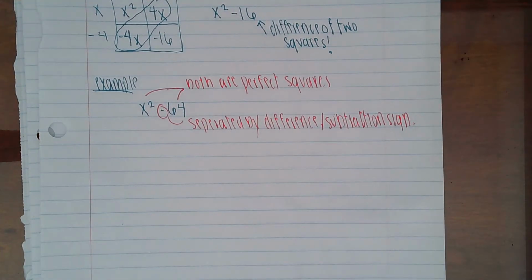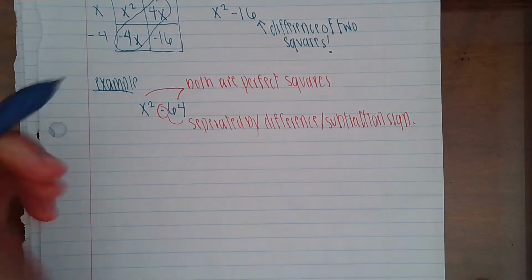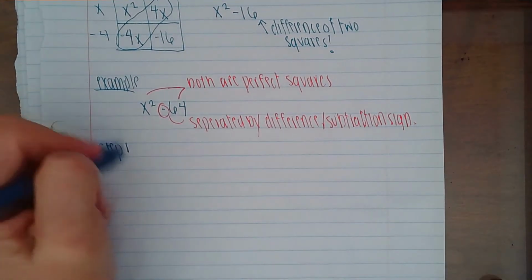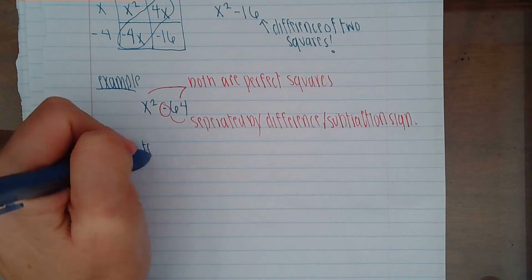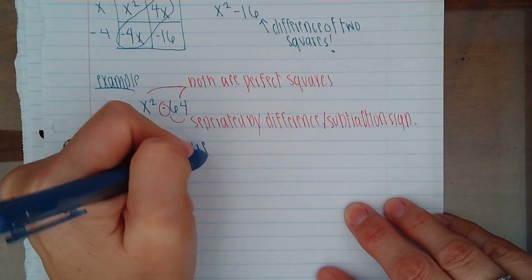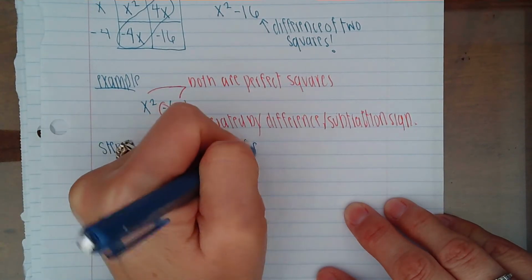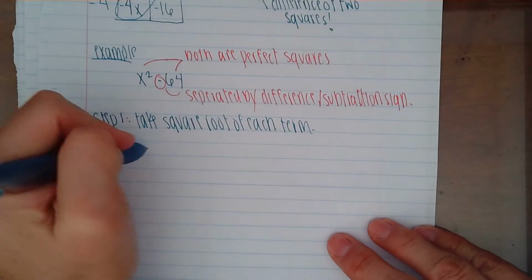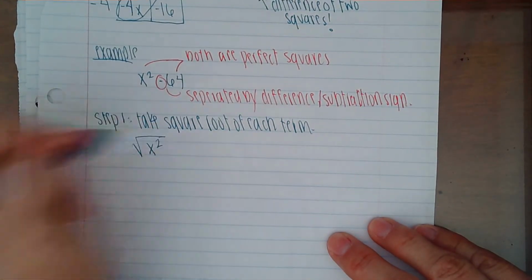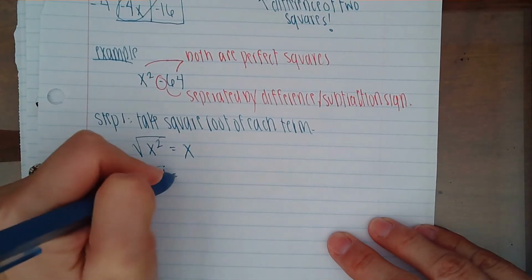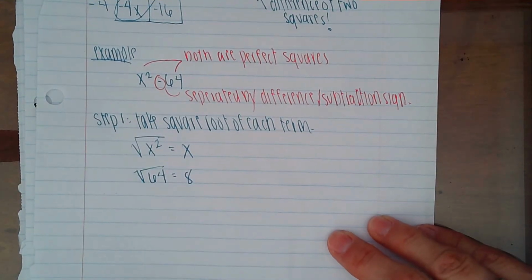So if you see a problem that looks like that, then you know, oh gosh, that's the difference of two squares. So what you're going to do, step one, is you're going to take the square root of each term. So I'm going to take the square root of x squared, which is going to give me x, and I'm going to take the square root of 64, which is going to give me 8.